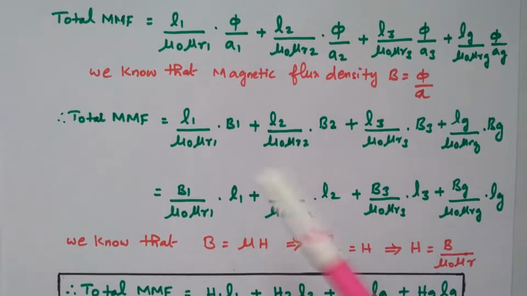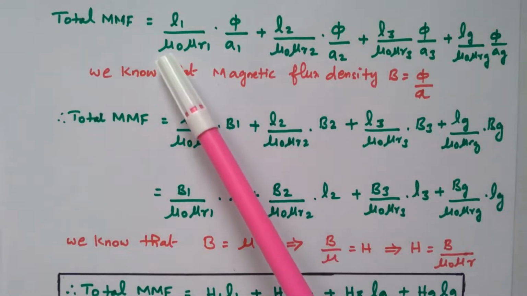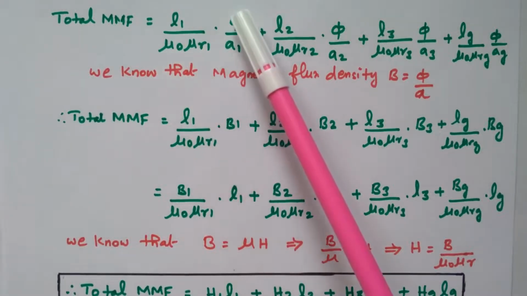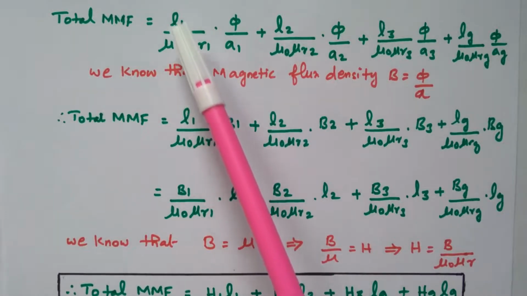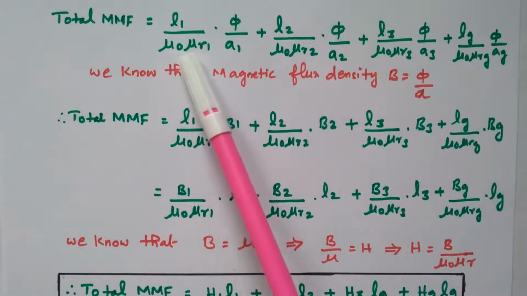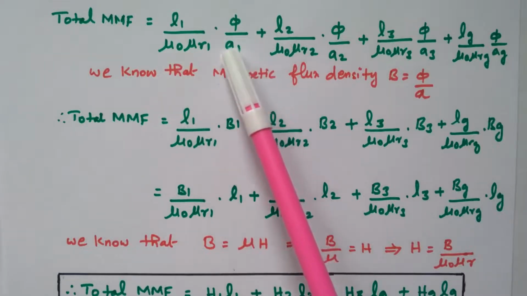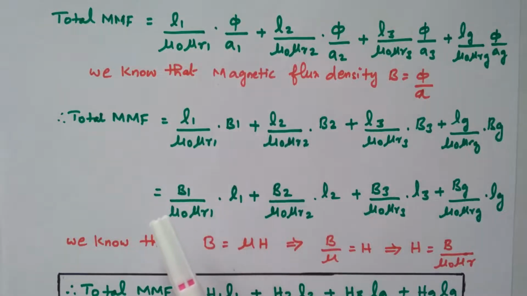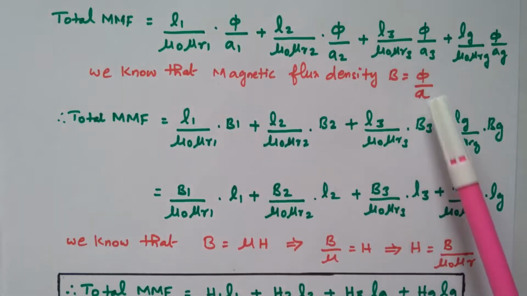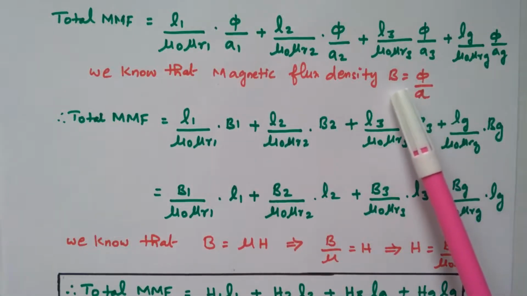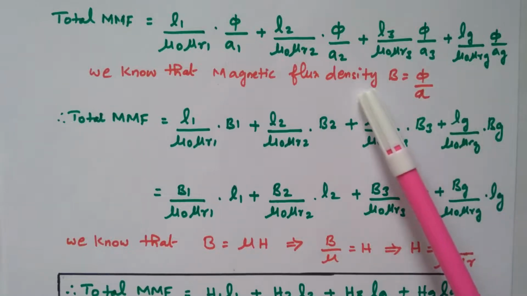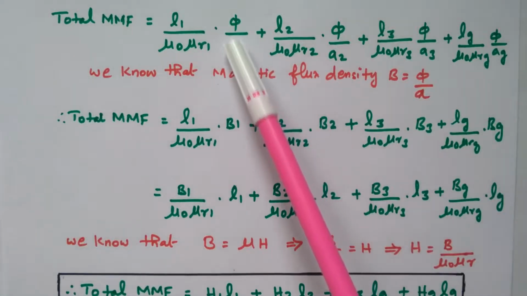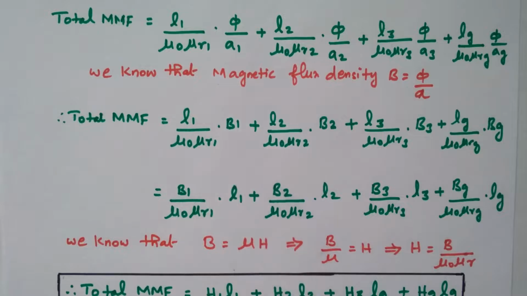Now we'll rewrite this L1 divided by mu naught mu R1 into pi by A1. The above equation is rearranged. The length and permeability are written on one side and pi and A on the other. So what is this pi by A? Pi by A is nothing but magnetic flux density. Pi by A, flux per unit area, is flux density, so this pi by A1 can be replaced by B1.